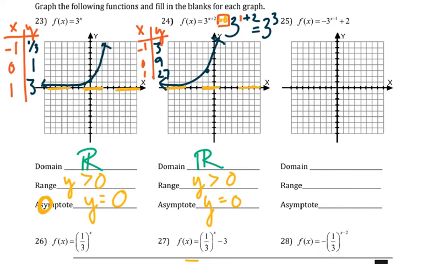Okay, so next one here, let's play with the calculator. Go to your calculator, press y equals. Type in negative 3 raised to the x minus 1, right click plus 2. Go to y equals, let's type that in. Negative 3 raised to the x minus 1 plus 2. Enter. Graph.